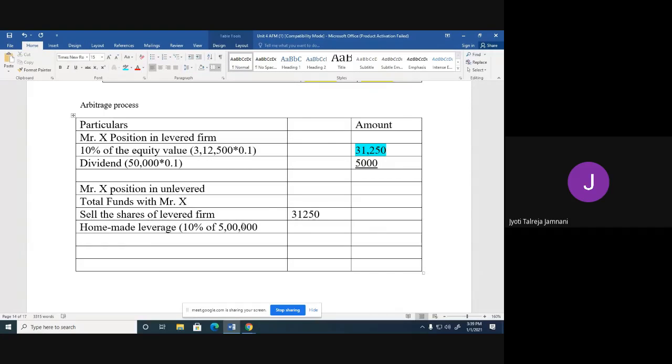Did you understand how I took 10% of 5 lakh? Any doubts here? Any doubts, anybody? No, ma'am.